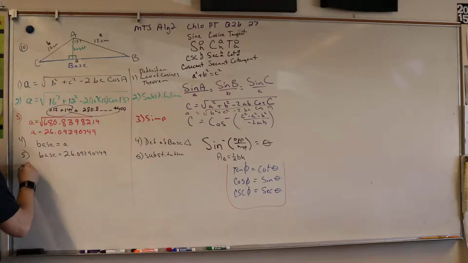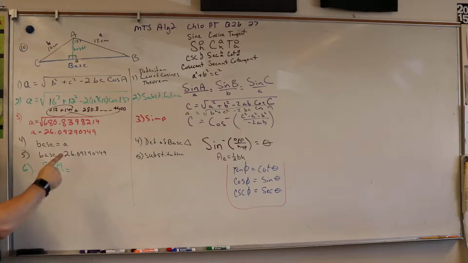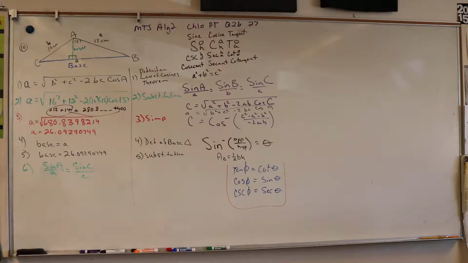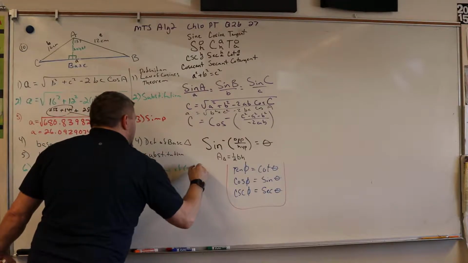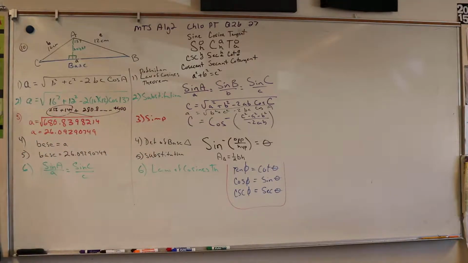Let's write this a little smaller. Sine A over a is equal to sine C over c. That is the law of sines theorem. It lets me say, if I have this side and the angle, and I have this side, then I can find that angle. So what do I have to do now? Plug it in.